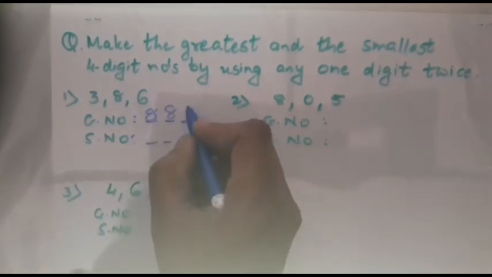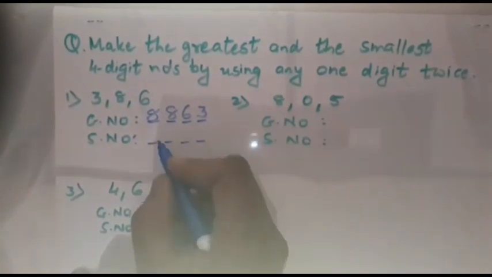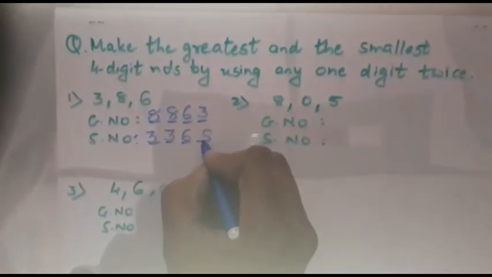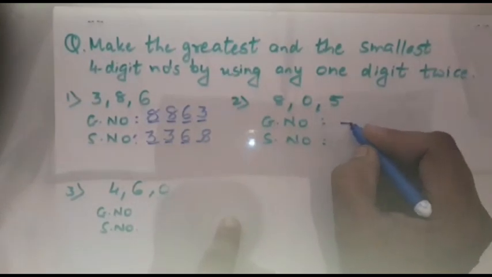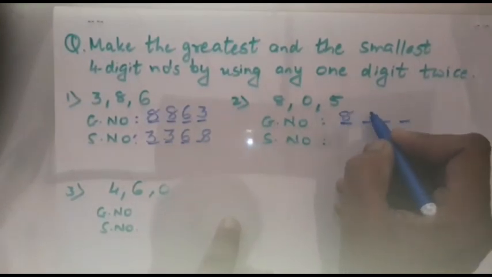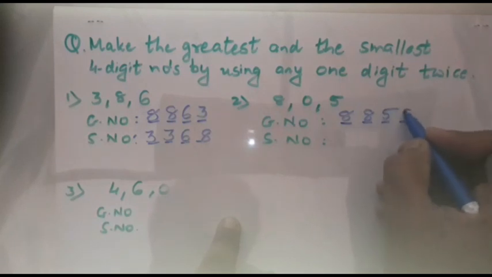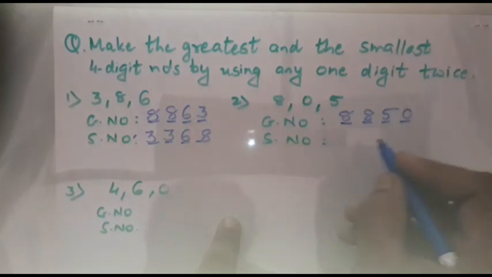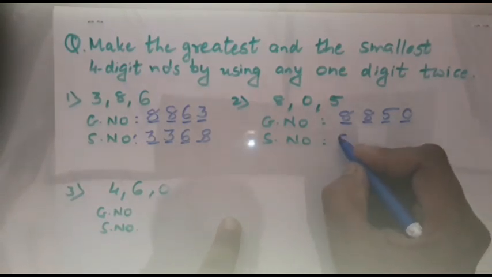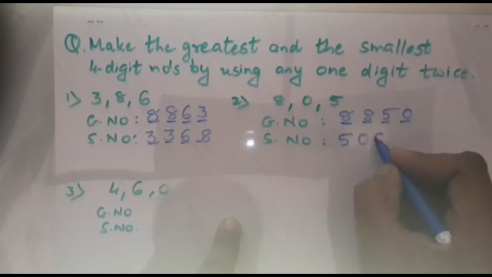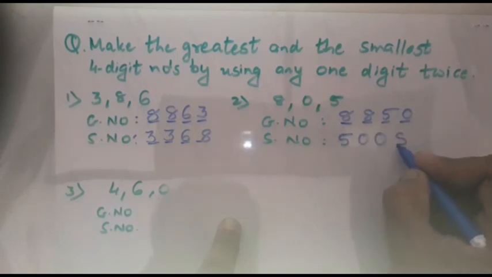So 8, 8, 6 and 3. Now when I have to form the smallest number, I will use the smallest digit twice. So this will be 3, 3, 6 and 8. Let's go with the second example. Greatest number: 8, 8, 5, 0. To form the smaller number, 0 will never be the first digit, so I will start with 5, then I will repeat 0 twice, and 8.